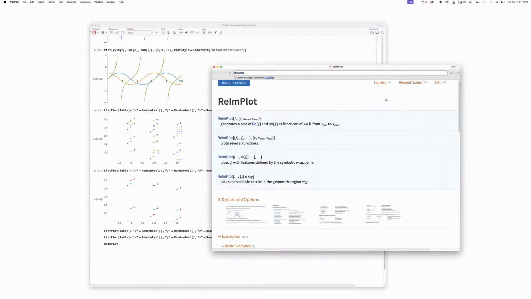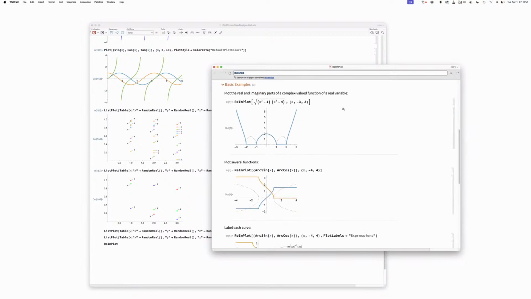So for example, ReImPlot has a style for what Re looks like and what Im looks like. That mixes in with plot style. How about ComplexPlot3D? It's just a color function. You can only ever plot one thing. So yeah.